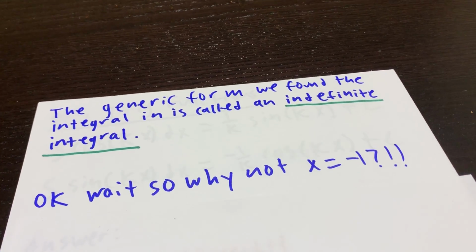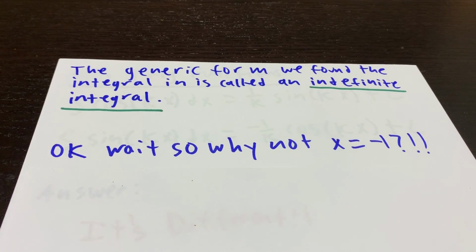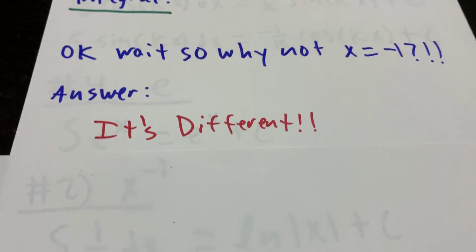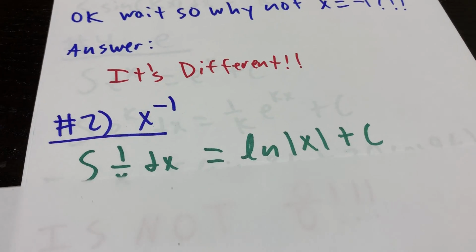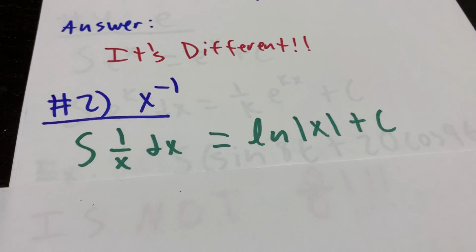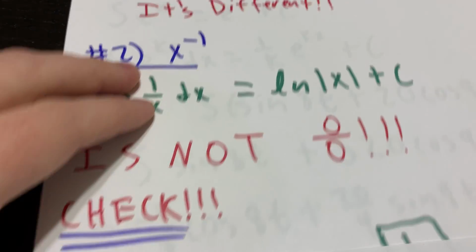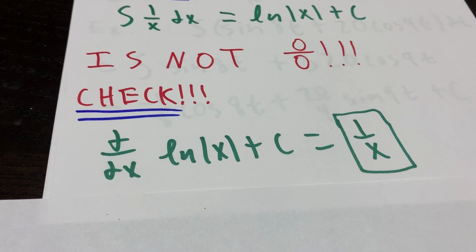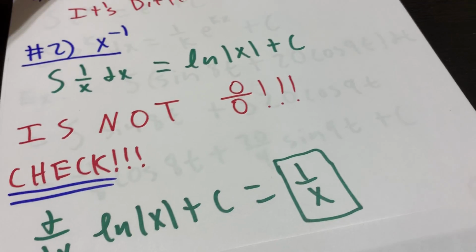So you may be wondering, okay, so why not -1? Why can't I do that when the power is -1? The answer to that is it's different, it turns out. When you're integrating 1 over x, it actually ends up being the natural log of the absolute value of x. It is not 0 over 0, and they are not the same. I'm sure you learned in the derivative section that the derivative of ln of x is equal to 1 over x. And so, yeah, they're the same.